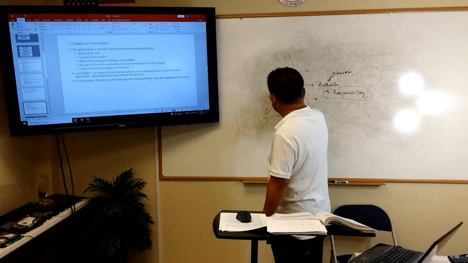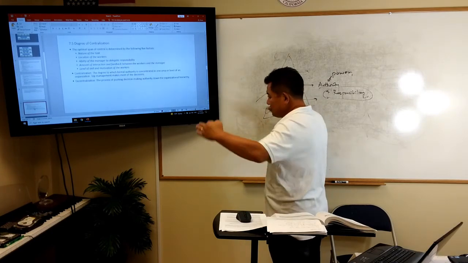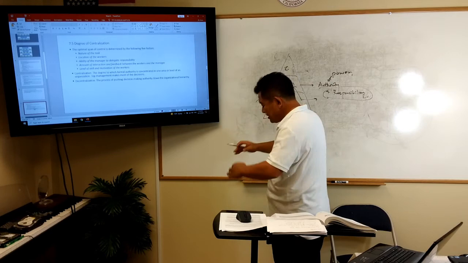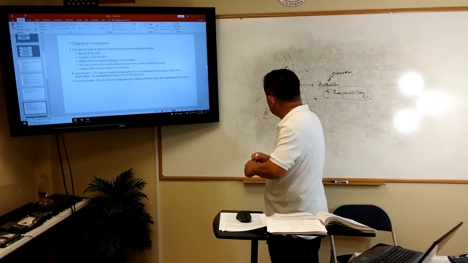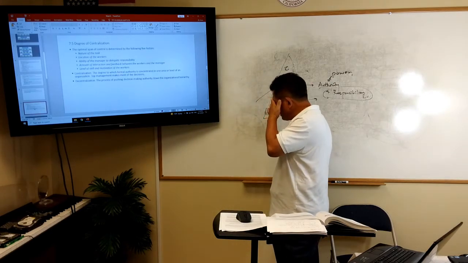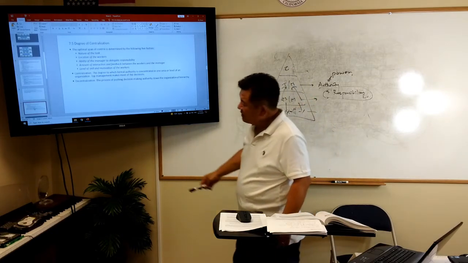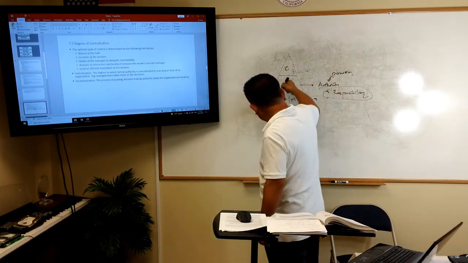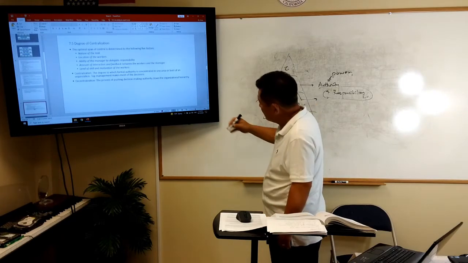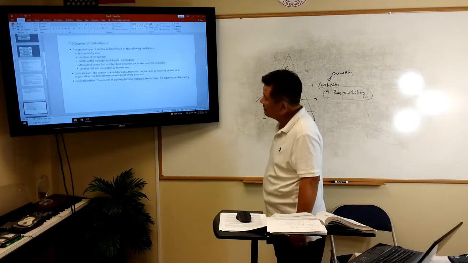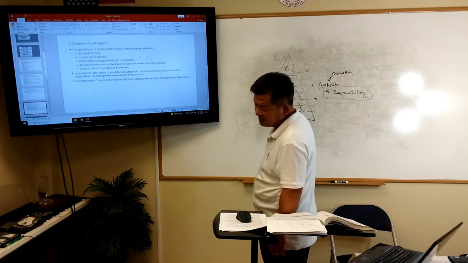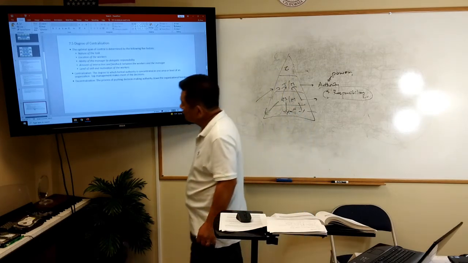Centralization is more centralized. Decentralization is scattered power or authority, at more lower levels. So decentralization is going down, and centralization is going up. Okay, let's move on.